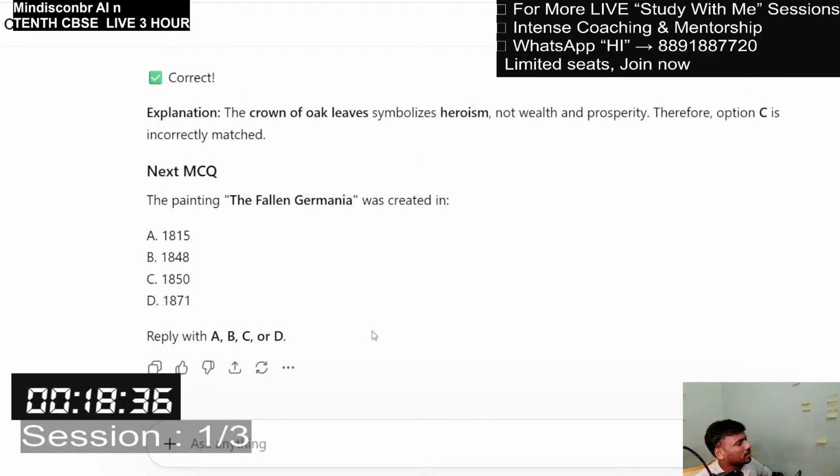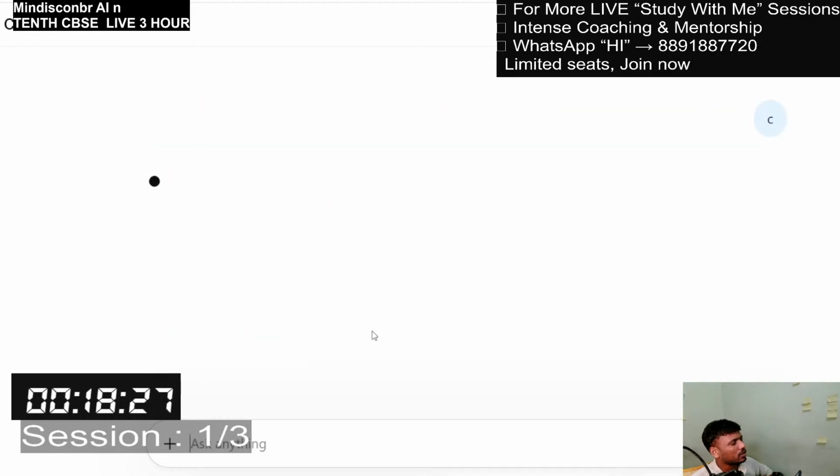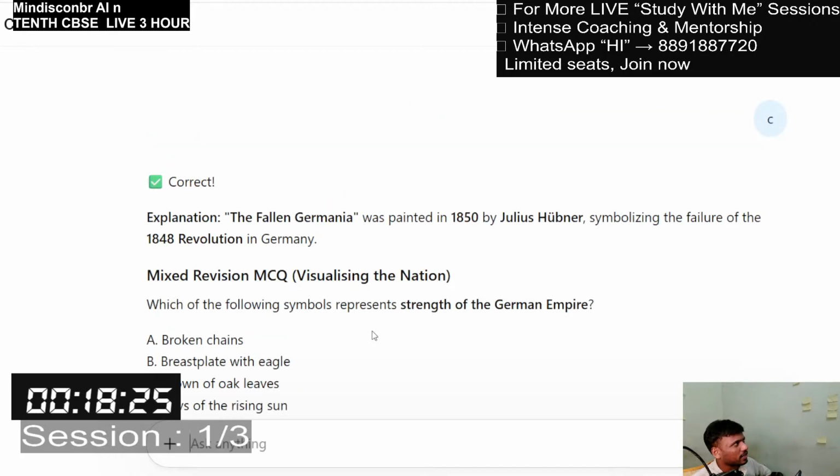The painting The Fallen Germania was created in 1850 by Julius Hubner. It represented the failure of the 1848 revolutions. The Fallen Germania was painted in 1850 by Julius Hubner, symbolizing the failure of the 1848 revolution in Germany.